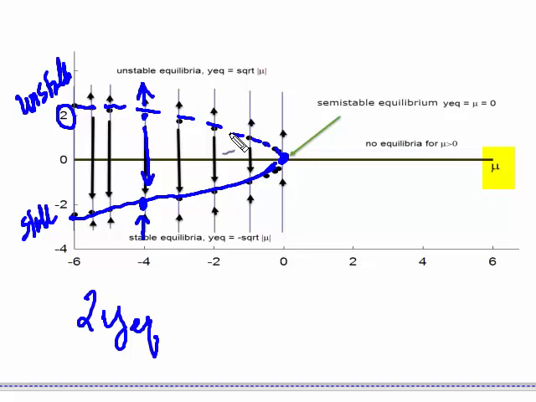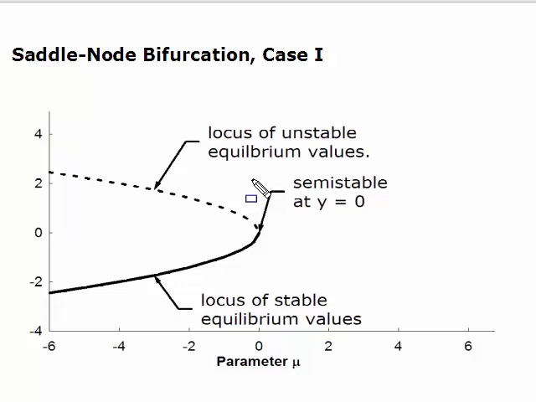What's happening in the saddle node is these two equilibrium values are coalescing into one as the parameter goes from negative values to 0, and after that there are no real equilibrium values. So the semi-stable one here at mu equals 0 has arrows pointing up in this case. So here's a bifurcation diagram for the saddle node case 1. We have a semi-stable point right here at the nose of it.